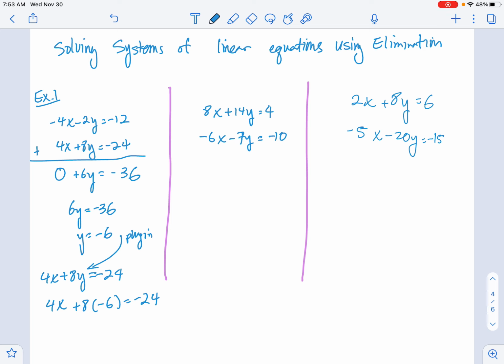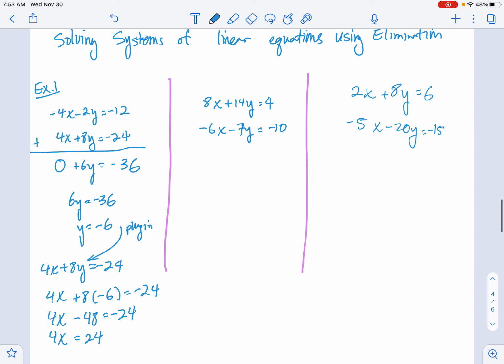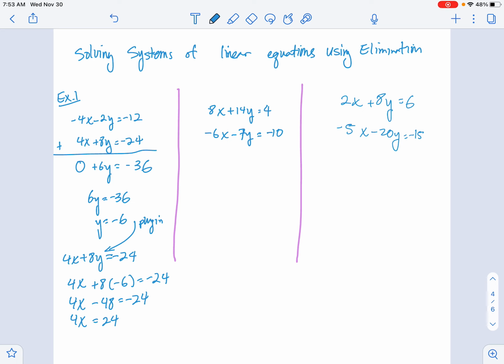And I solve for my missing variable, my x value. So 4x minus 48 equals negative 24. 4x equals positive 24 because I added 48 to both sides. And then I divide by 4, so x equals 6. Right, so I have my x, I have my y value. I'm going to write it as a final answer, 6 comma negative 6 as my answer. Okay, so that's what we're looking for. We're looking for a variable to eliminate when I add them together.